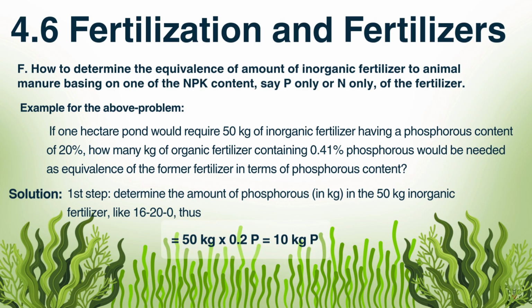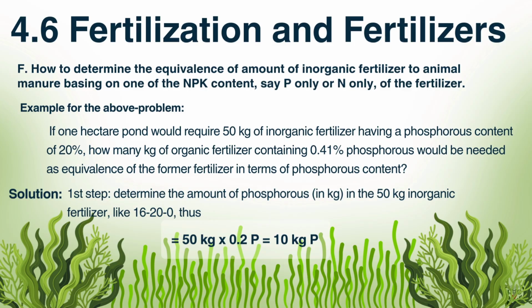Moving on to how to determine the equivalence of the amount of inorganic fertilizer to animal manure based on one of the NPK contents. Say, what we are looking for is just the P or the N of the fertilizer. So for the example for the above problem, if 1 hectare pond would require 50 kilograms of inorganic fertilizer having a phosphorus content of 20%, how many kilograms of organic fertilizer containing 0.41% phosphorus would be needed as equivalent of the former fertilizer in terms of phosphorus content.